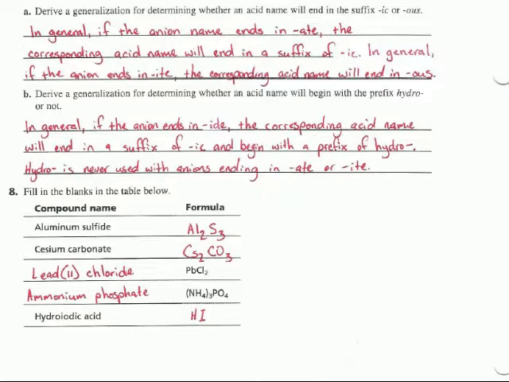So just put those two together because none of those vary in charge. Ammonium is always a +1. Phosphate is always a -3. And so I don't have to use the stock system here. I can just say ammonium phosphate.